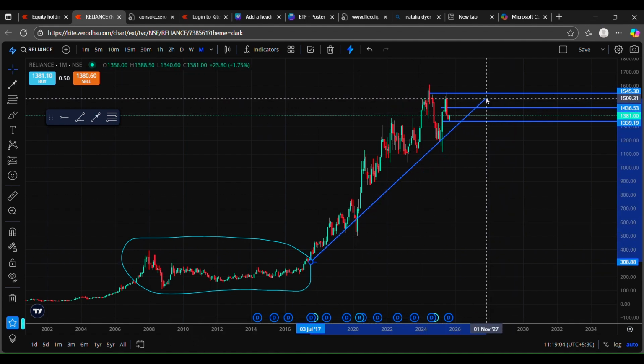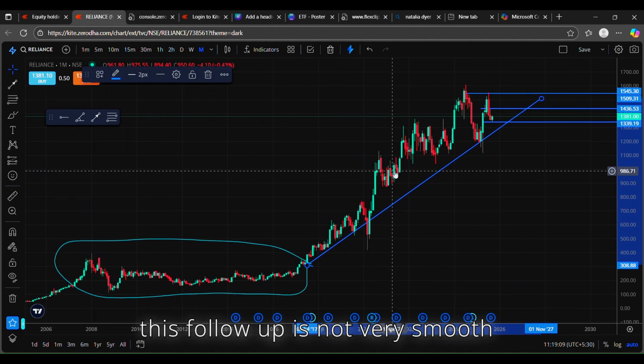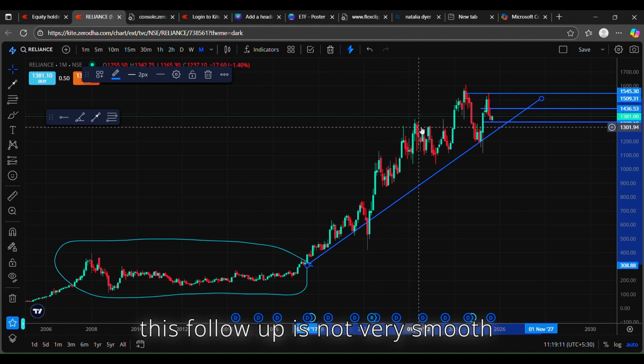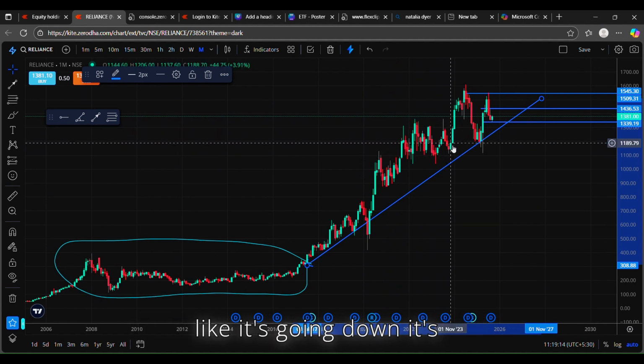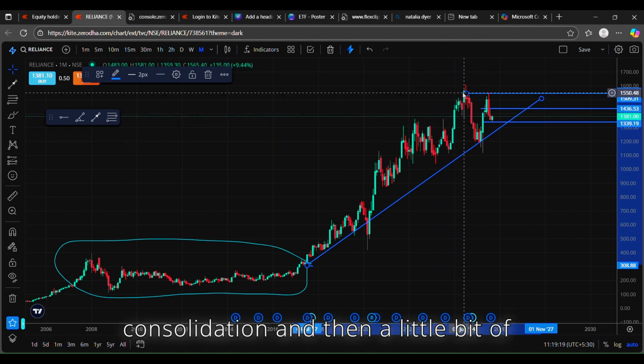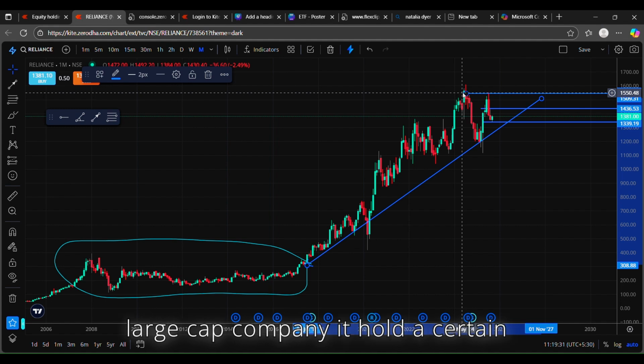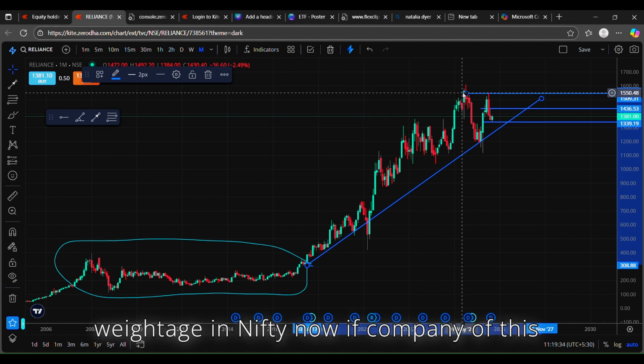complete follow-up movement, right? But you see that this follow-up is not very smooth, like it's going down, it's going up, and it's just a big consolidation and then a little bit of follow-up. The reason is that this is a company which is India's and Asia's big large cap company, and it holds a certain weightage in Nifty.